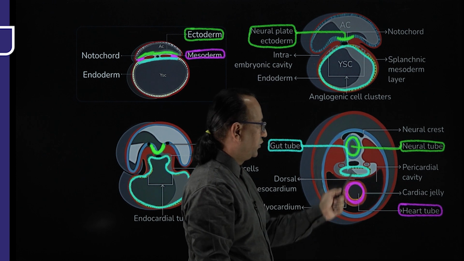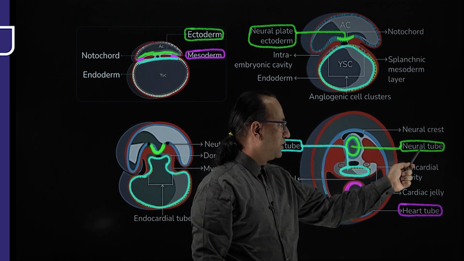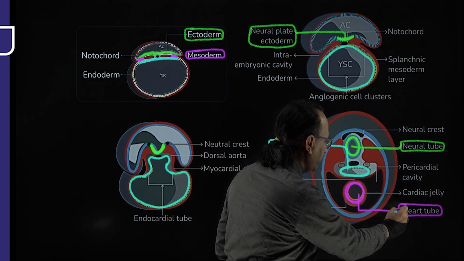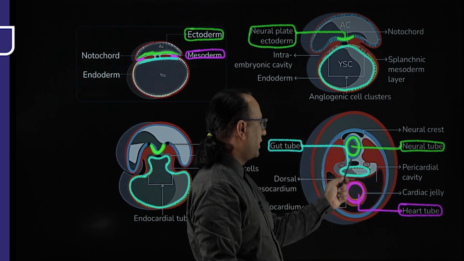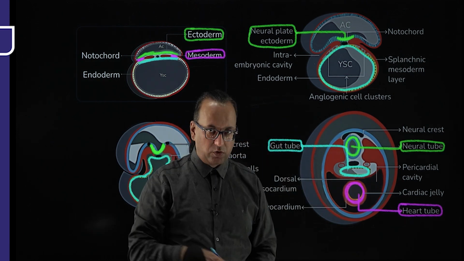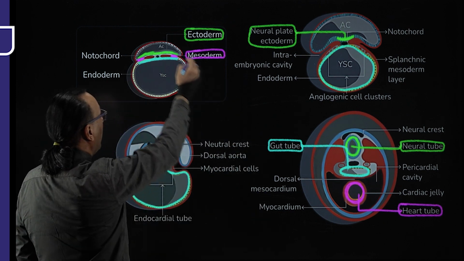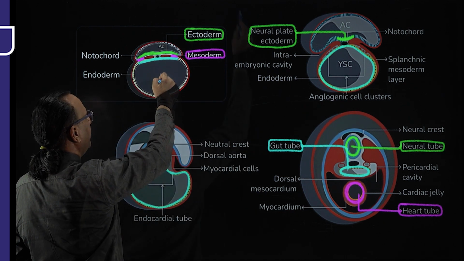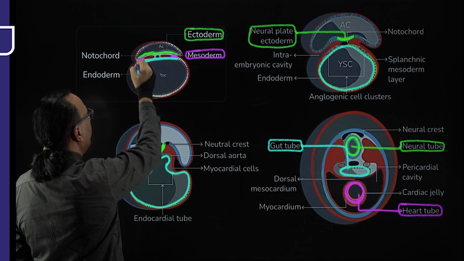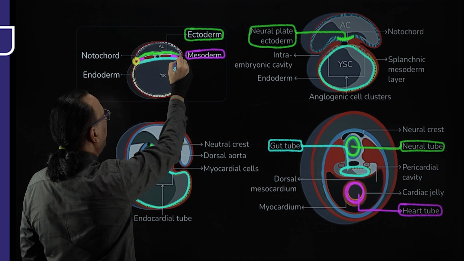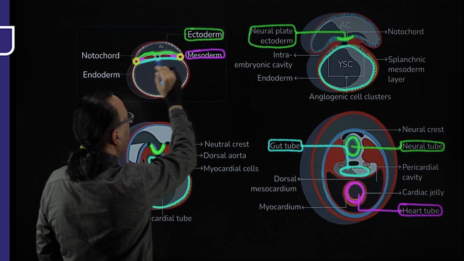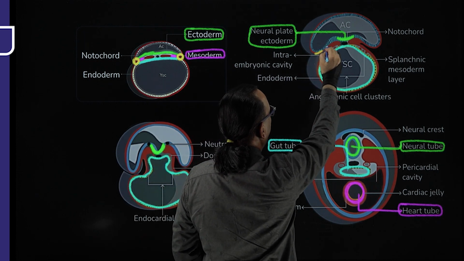So we have three tubes: the ectoderm forming the neural tube, the mesoderm forming the heart tube, and the endoderm forming the gut tube. Then we were talking about the three cavities. There was a dorsal amniotic cavity, a ventral yolk sac cavity, and a third cavity was developing, which was called the intraembryonic coelomic cavity. That intraembryonic coelomic cavity can be seen here.